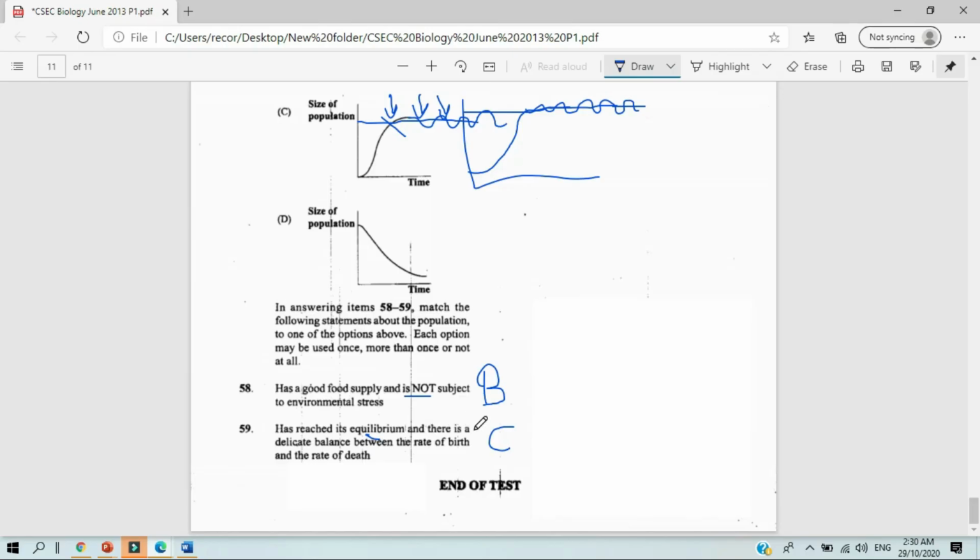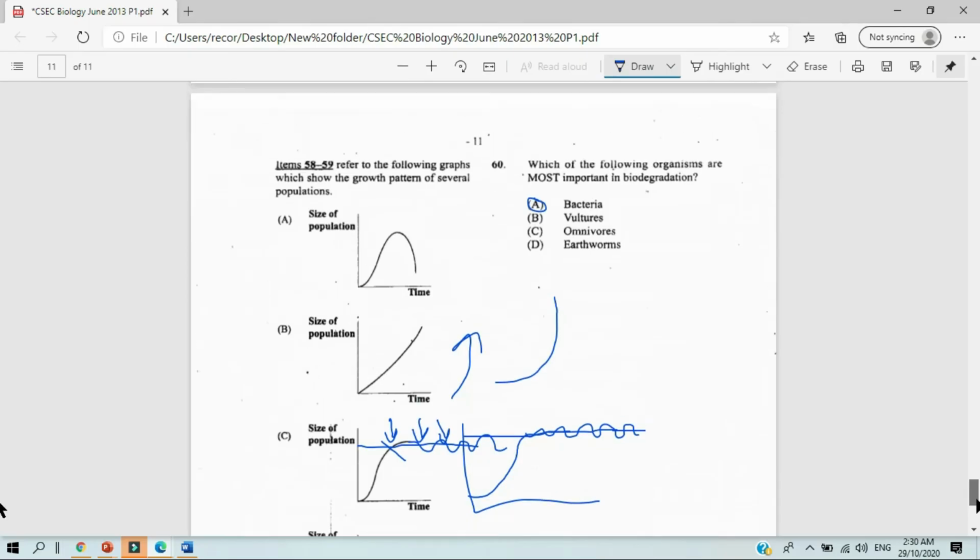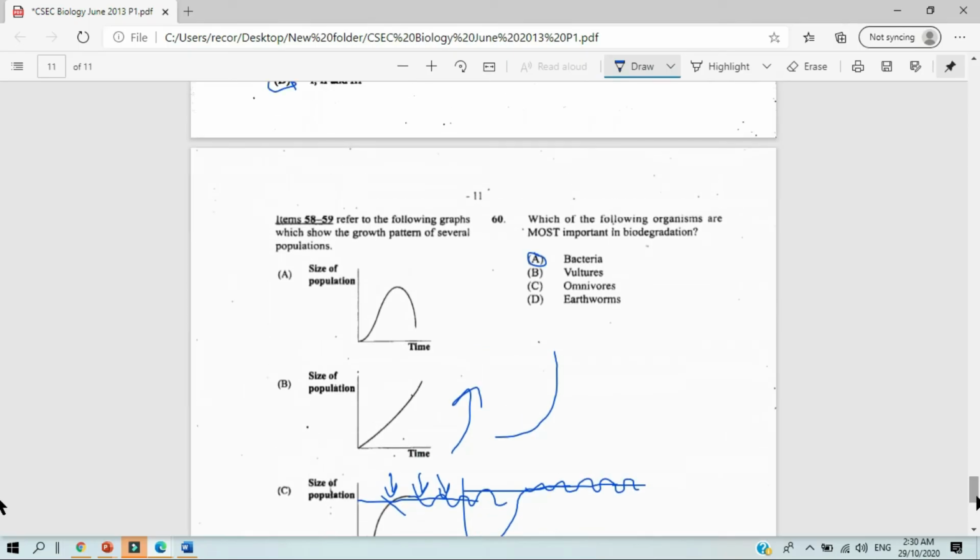And there is a delicate balance, and the delicate balance, I said, is this wave-like movement above this that you're going to experience right here. Alright, so if your views are different, feel free to leave your comment in the comment section below this video.